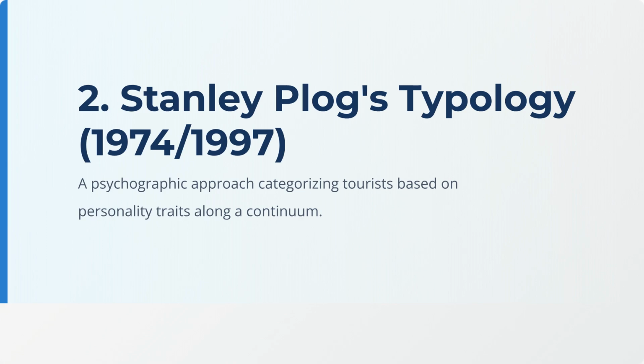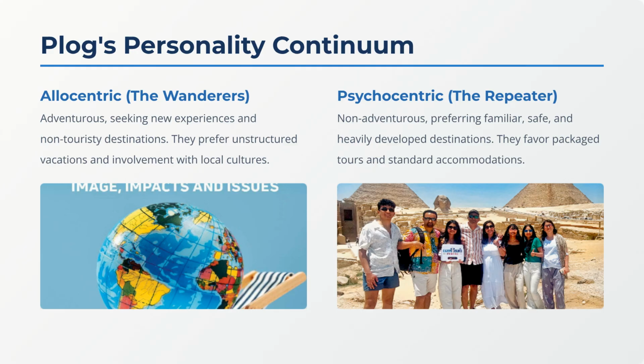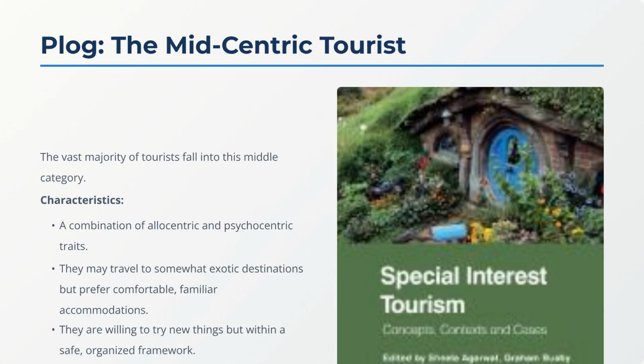This approach is psychographic, categorizing tourists based on personality traits along a continuum. At one end are allocentrics, the adventurers who seek new, non-touristy experiences. At the other end are psychocentrics, or repeaters, who prefer safety, familiarity, and heavily developed destinations. Most people fall into the mid-centric category. These tourists combine traits from both sides. They are willing to try new, exotic destinations, but only within a safe, organized, and comfortable framework.